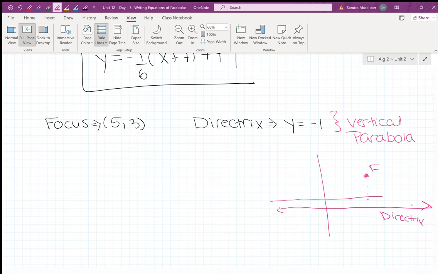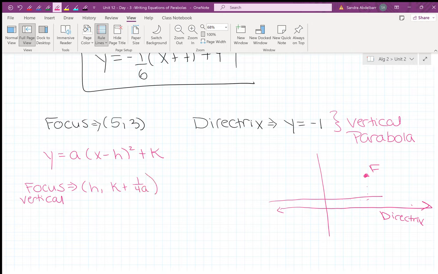Since I know it's a vertical parabola, we're coming back to y equals a times the quantity of x minus h squared plus k. Now that we know that this is a vertical parabola, we also know the equations for the focus. Focus for vertical is going to be h comma k plus 1 over 4a. And the directrix for a vertical is going to be y equals k minus 1 over 4a.